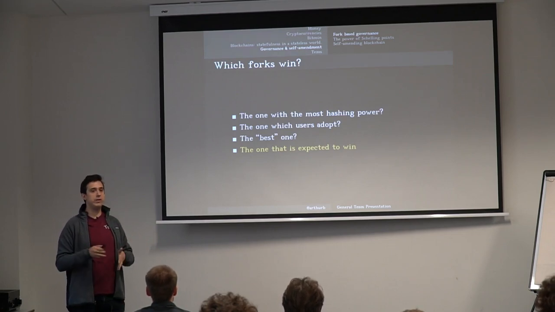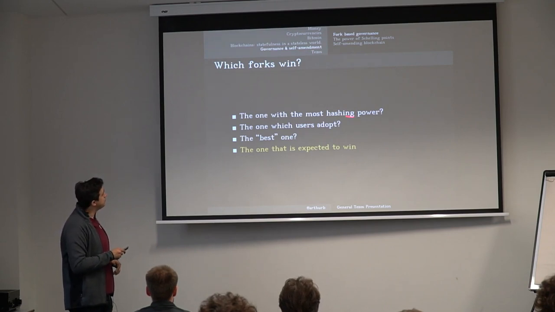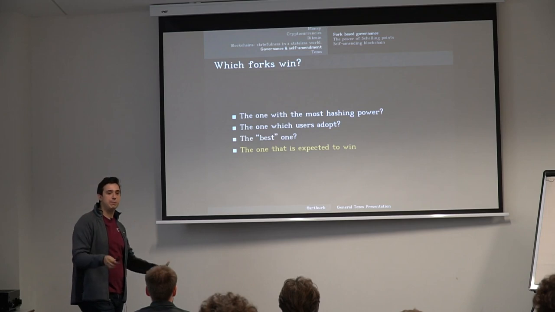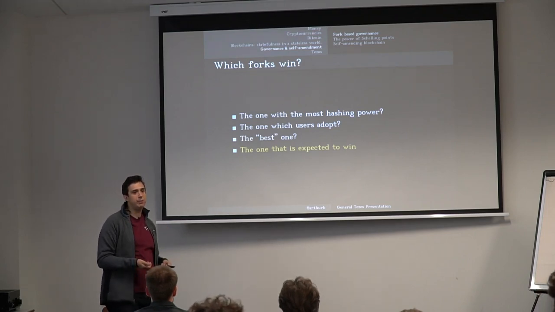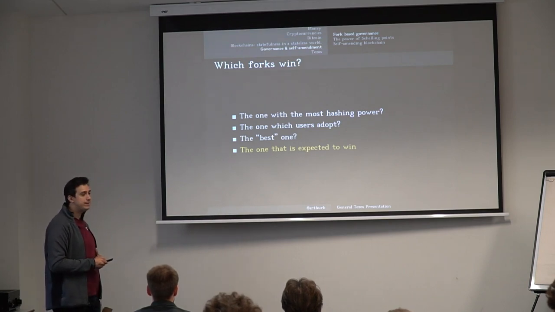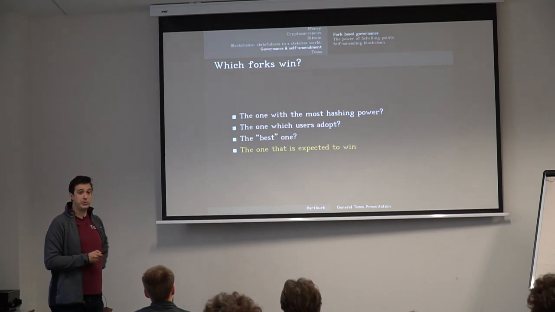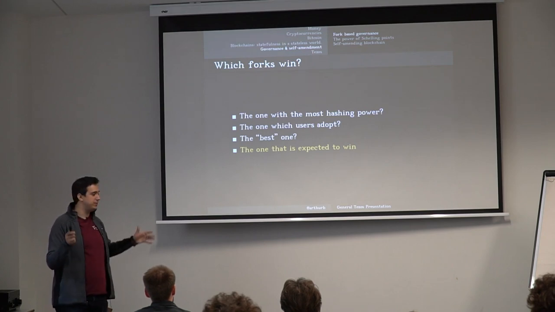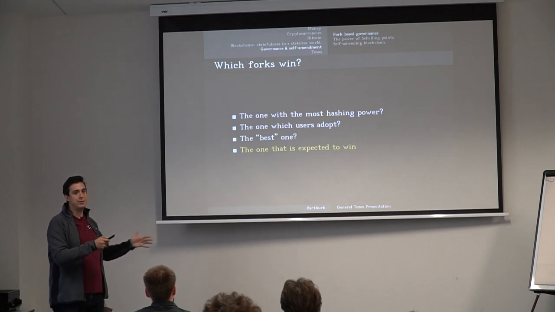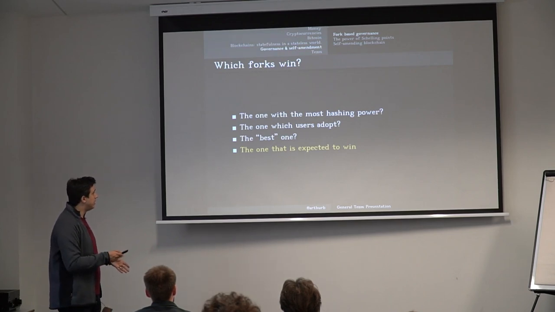So which fork wins? Once you have a fork, you have two branches, which one is going to win? One popular theory with Bitcoin was that it was going to be the one with the most hashing power. The miners solve these problems, and they're going to choose one branch, that's the one they're going to care about, and that's the winning one. The problem is that, okay, but which branch do miners choose to put hashing power behind? Is it the one that users adopt? If everyone prefers and values one branch more, then the miners would be crazy to spend a lot of resources on the other branch. They're going to want to go on the one that the users adopt. So maybe the users are in charge. Is this going to be the best one?